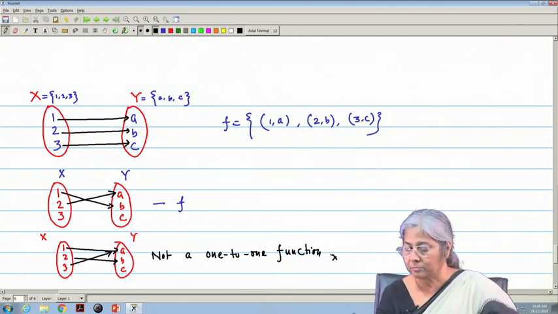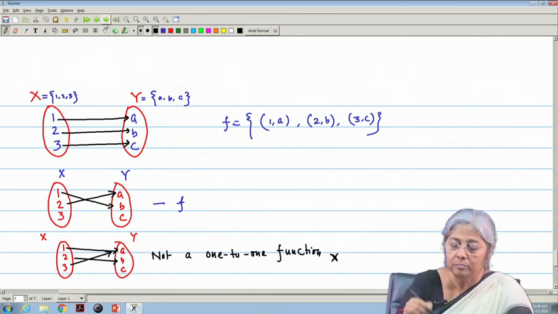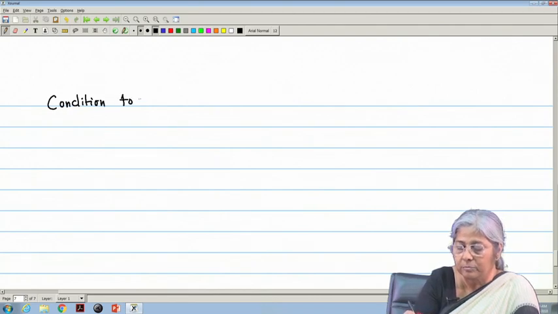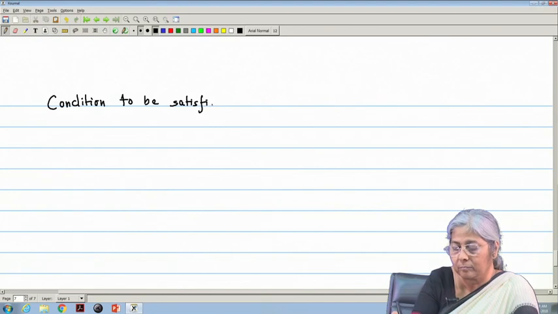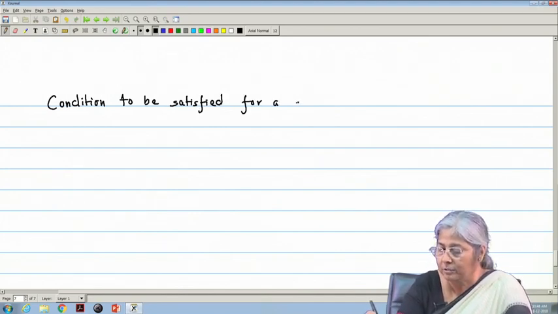Is not a one-to-one function. So, what is the condition to be satisfied for a function to be onto?